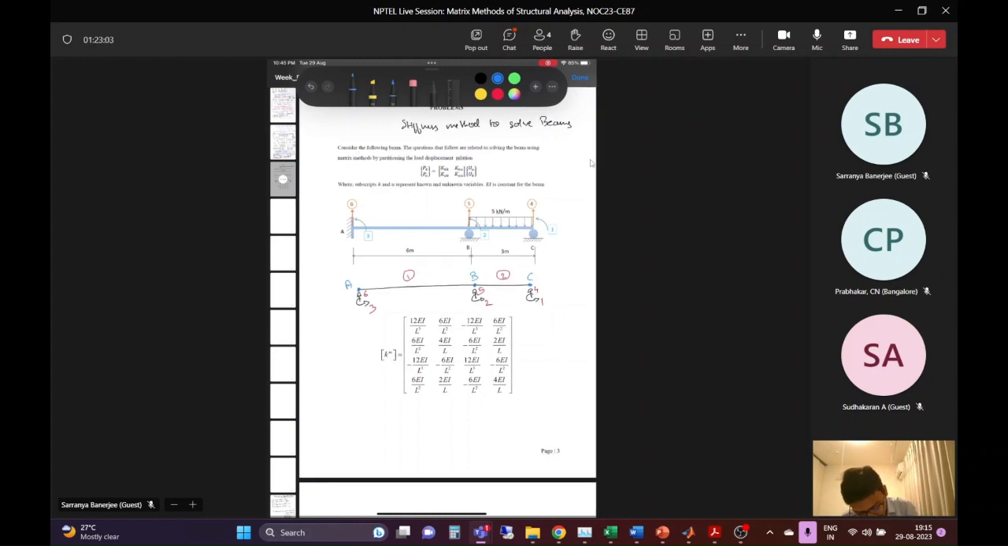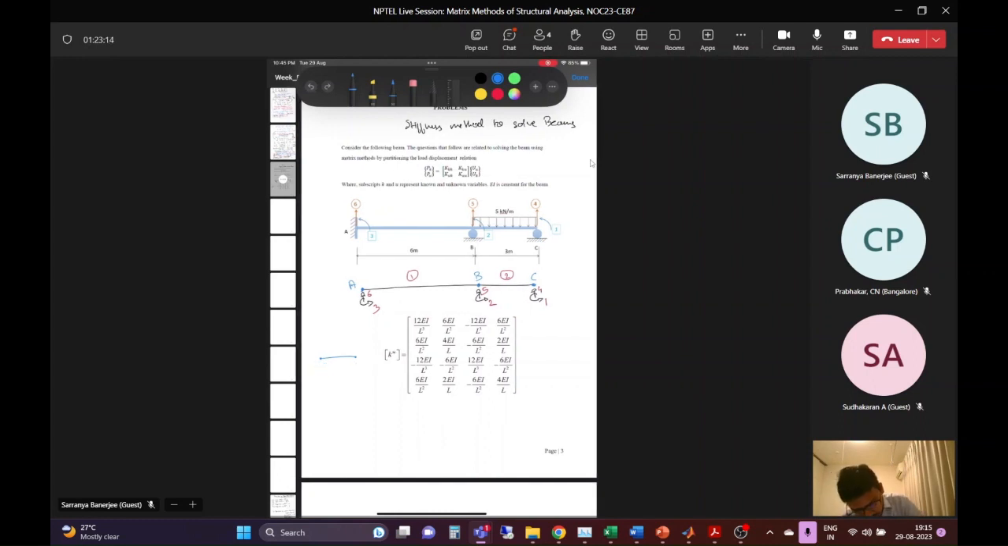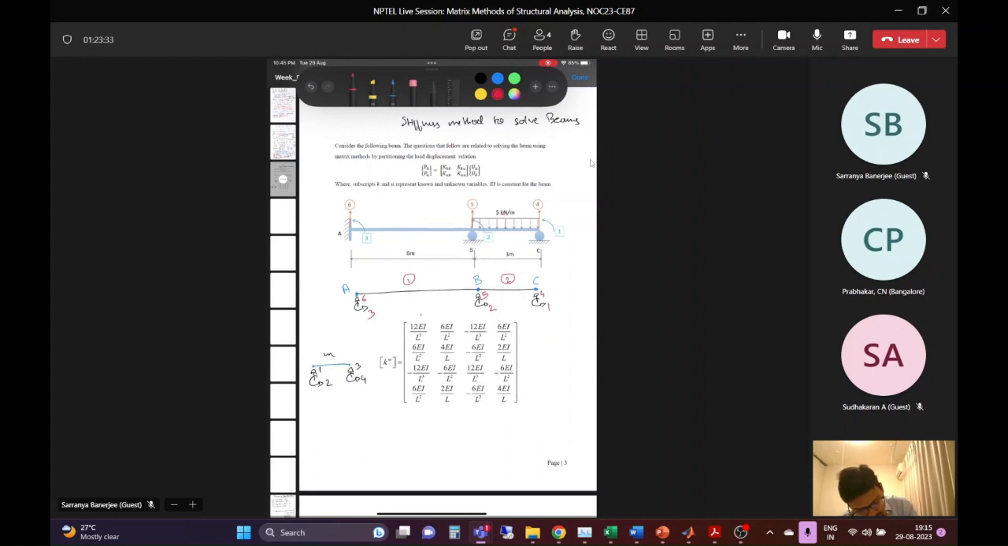So if we have a beam, say like this, with degrees of freedom 1, 2, 3, 4. These are the degrees of freedom of a beam member like this. We call it M. What is the stiffness matrix? This is the stiffness matrix. I have saved my work by copying it earlier.